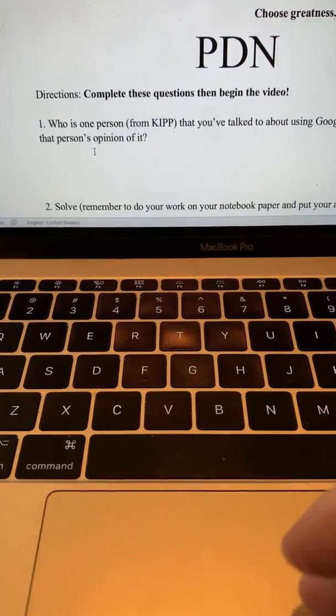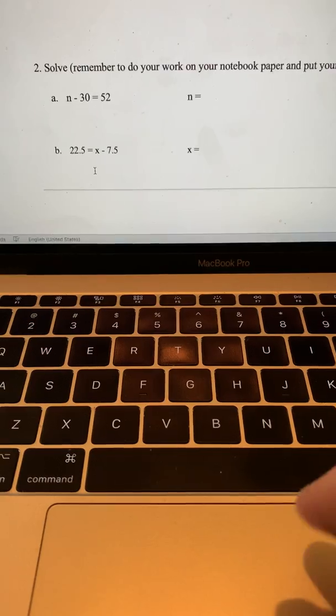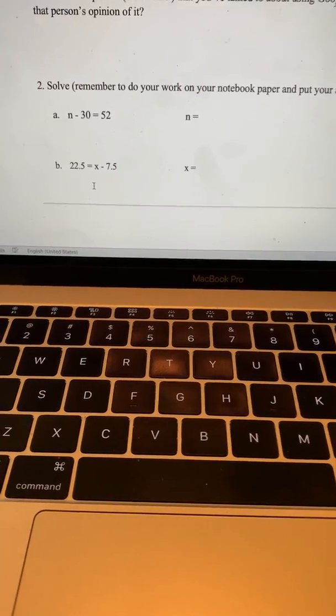Make sure you're typing your answer right here. For question 2, write them on your piece of paper and solve. At this point in the video, you want to press pause and solve your PDN. Press unpause once you solve them.